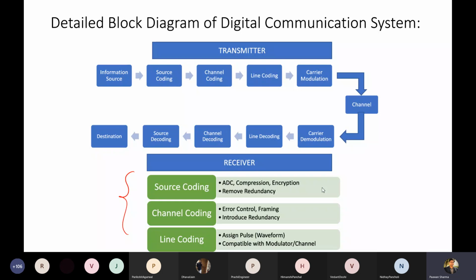In channel coding, what processes are involved? Those are error control, framing. Framing means forming frames out of group of data, group of bits. You are introducing redundancy. Now this is conflicting. In source coding, you are removing redundancy. In channel coding, you are introducing.